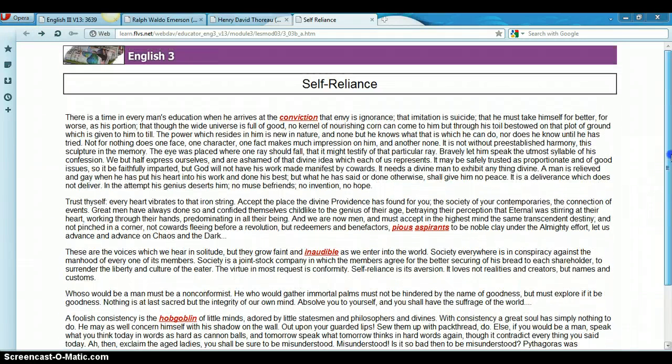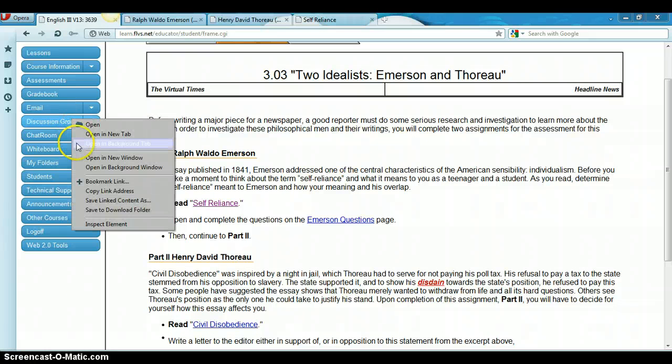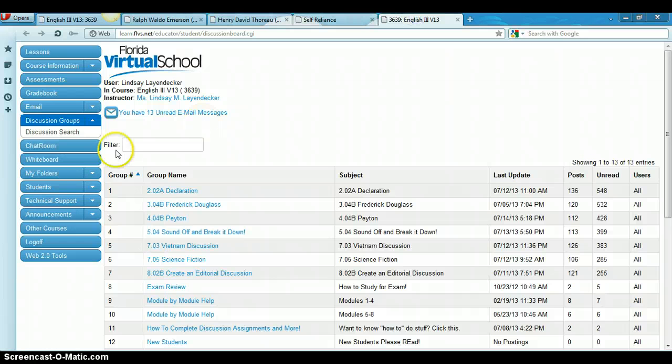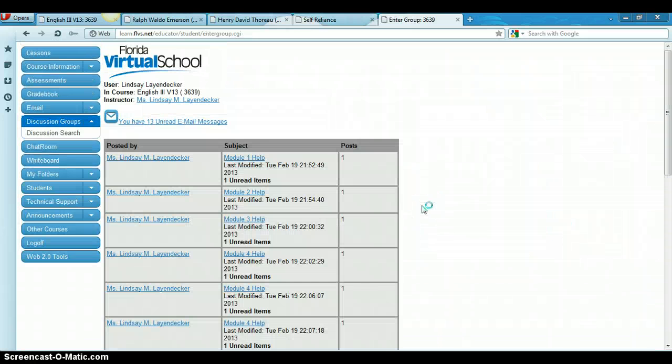Now, if you're looking at this and you're thinking, oh my gosh, this looks really tricky, remember that one thing I really recommend is discussion groups. So let's go ahead and open that up while we're working on 303. I am going to click on module by module help. So I'm going to scroll down. I'm going to select modules 1 through 4. And I'm going to click on module 3 help.